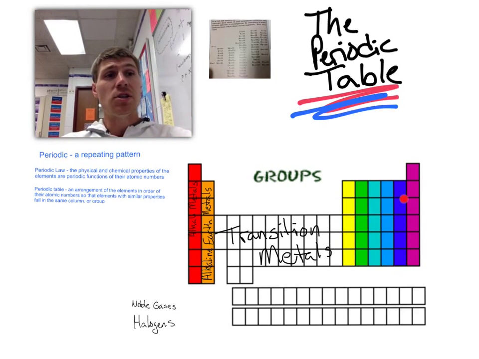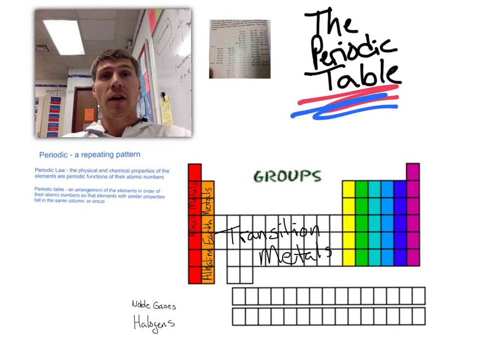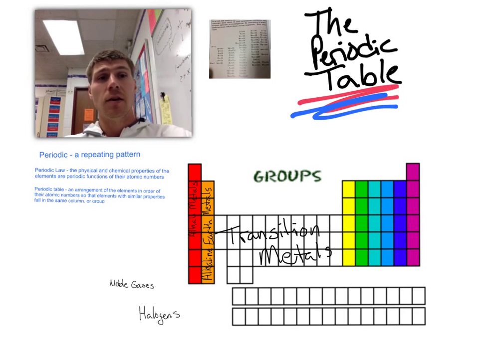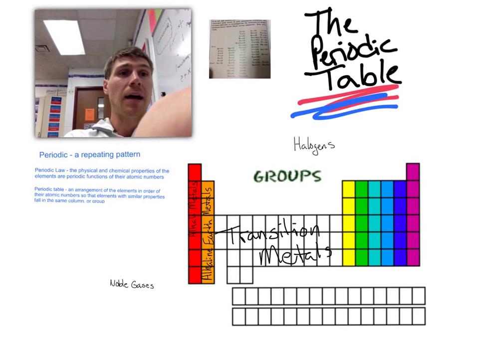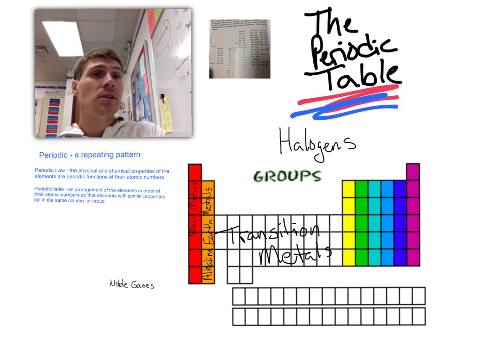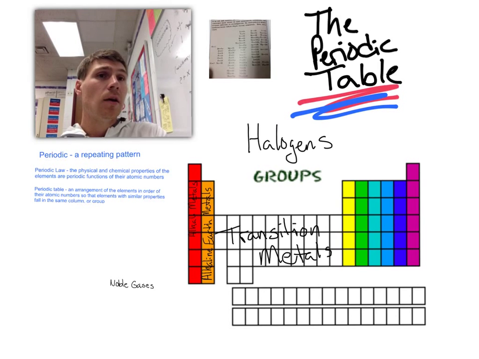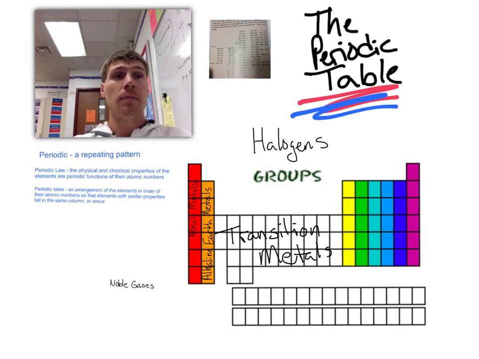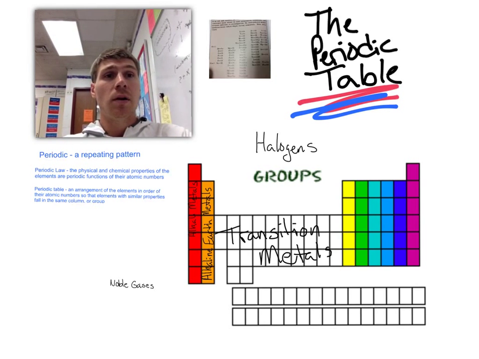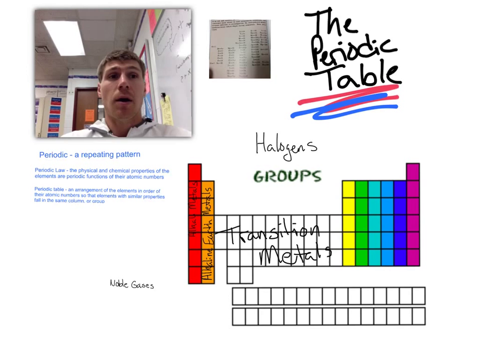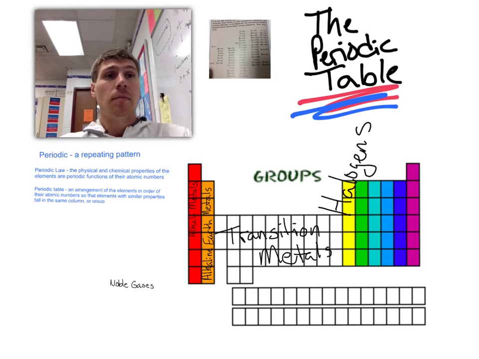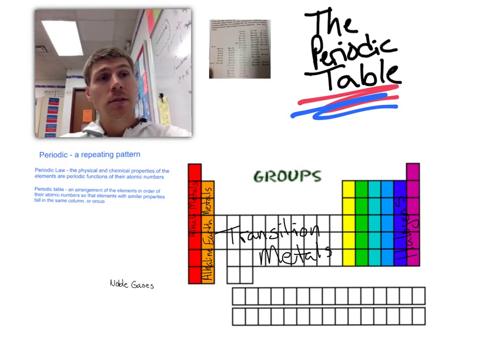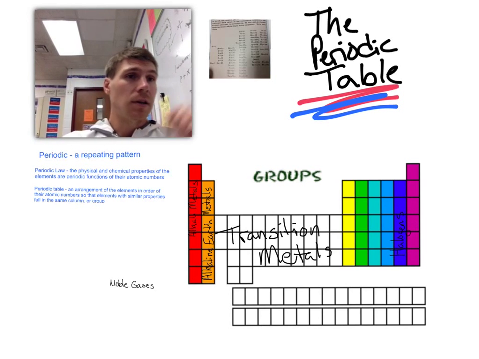But when we get to this dark blue one, all of these are non-metals, and all of these are very, very reactive. These are what we call the halogens. The halogens are all non-metals, and they are by far the most reactive non-metals. That's one of the very characteristic properties of those. So make sure that we know that those are the halogens. We'll get that right there.